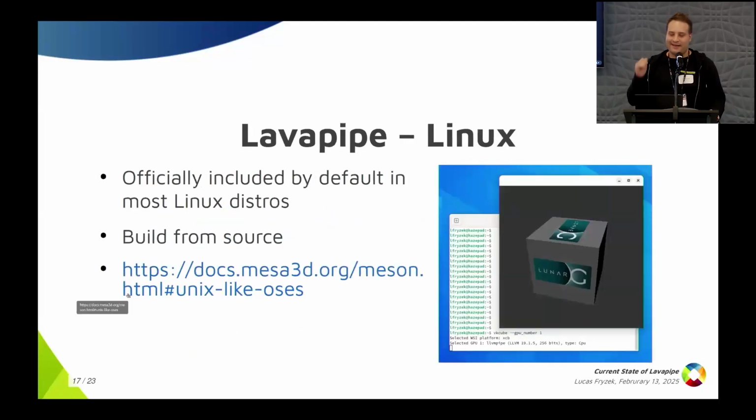On Linux, you probably already have Lavapipe available on your computer and do not have to do anything. Most distributions ship it as part of their default Mesa package with their drivers. But if you did want to build it from source, there is documentation inside Mesa that shows you how to do that.